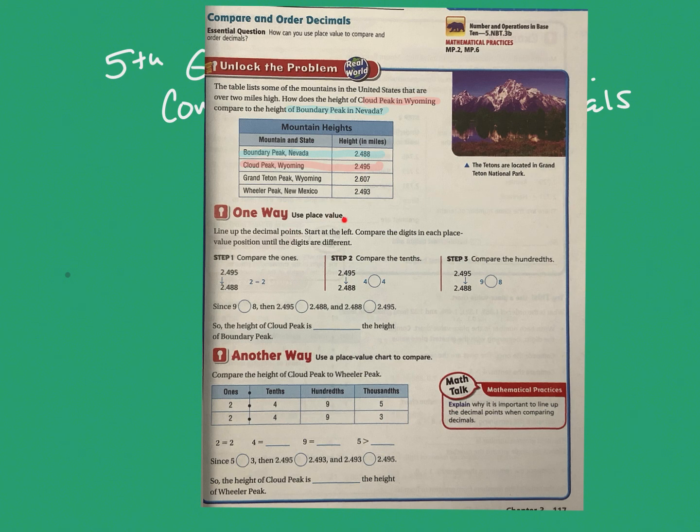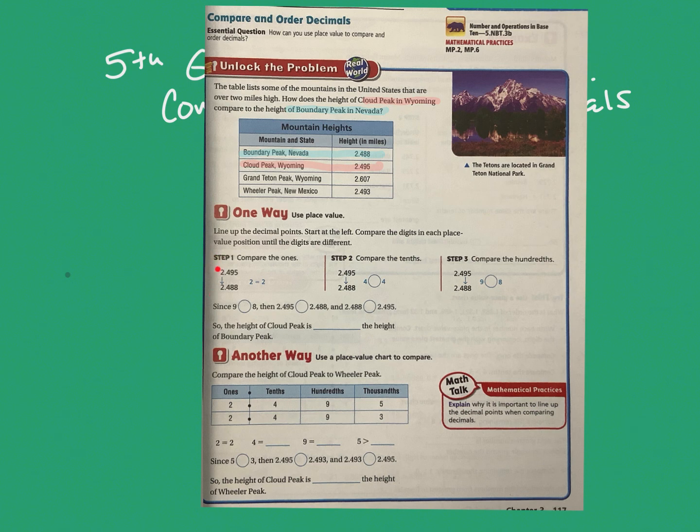One way we can do this is simply use their place value. Start with the larger number, the larger place value, and then work your way down until you find a difference in them. So we line up the decimal points, line up all the place values and decimal points. Starting at the left, compare the digits in each place because you start with the greater value. So if I have 2.495 or 2 and 495 thousandths compared to 2 and 488 thousandths, I line everything up nice and close.